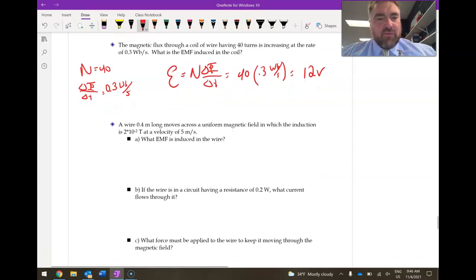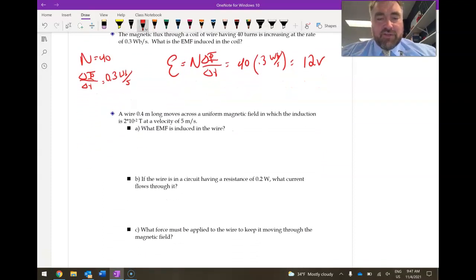All right, we look at the next one. This is our next one on the induction. So this is not giving us the number of lines cut per second. Instead, it's giving us the magnetic field strength and the length of wire. In this equation, we have a wire with a length of 0.4 meters, and you just cross a magnetic field, and it has a magnetic field strength or induction of 2 times 10 to the negative second Teslas at a velocity equal to 5 meters per second.